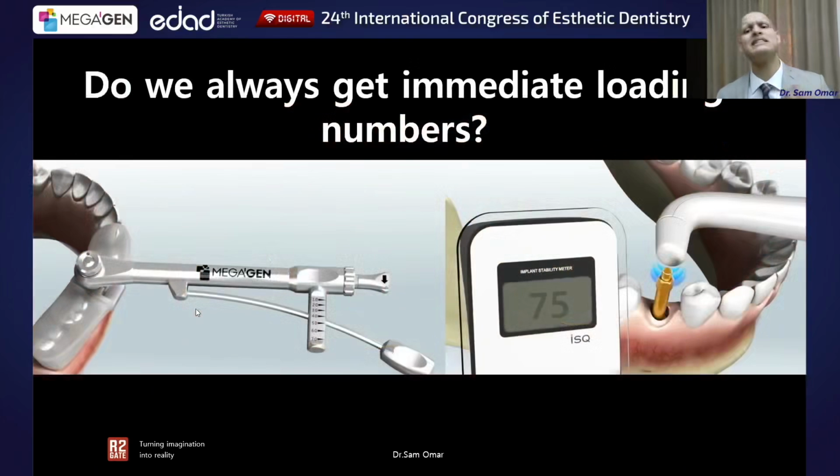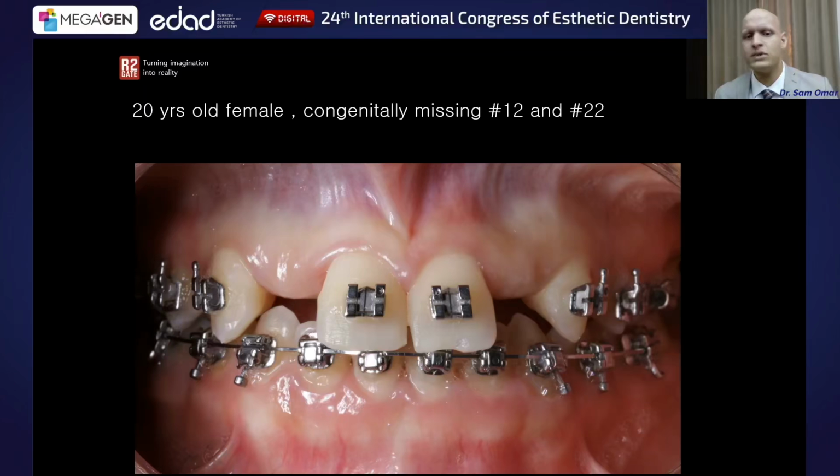So basically we see now how with Artogate we could do immediate loading procedures, and even procedures like guided socket shield could be done. So do we always get the numbers that we need for immediate loading? Do we always get 75 and 45 Newton centimeter? Well, the answer is not really.